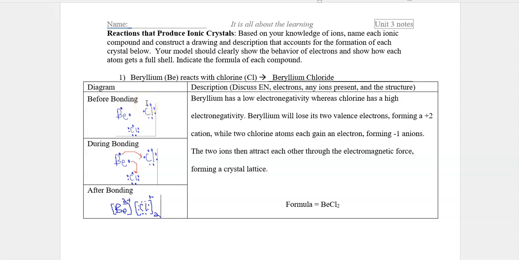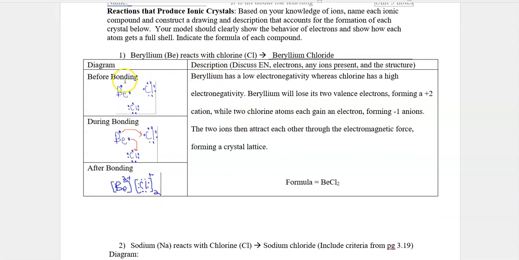All right. So based on your knowledge of ions, name each ionic compound and construct a drawing and description that accounts for the formation of each crystal below. Your model should clearly show the behavior of electrons and show how each atom gets a full shell, and indicate the formula of each compound. Here's an example one. So let's look at the model first. So they're drawing Lewis dot structures.